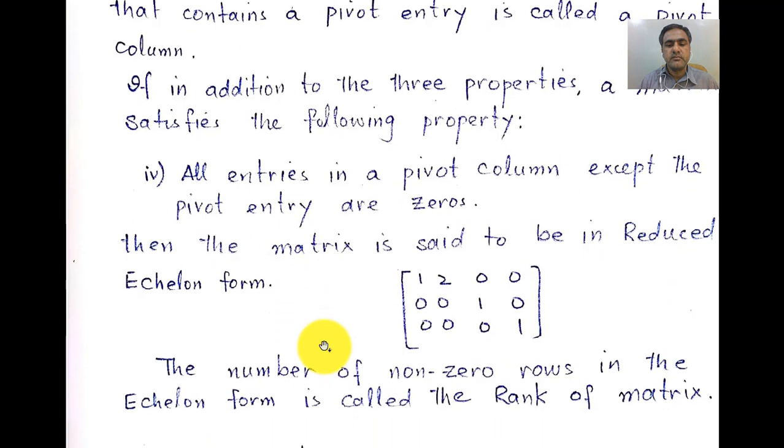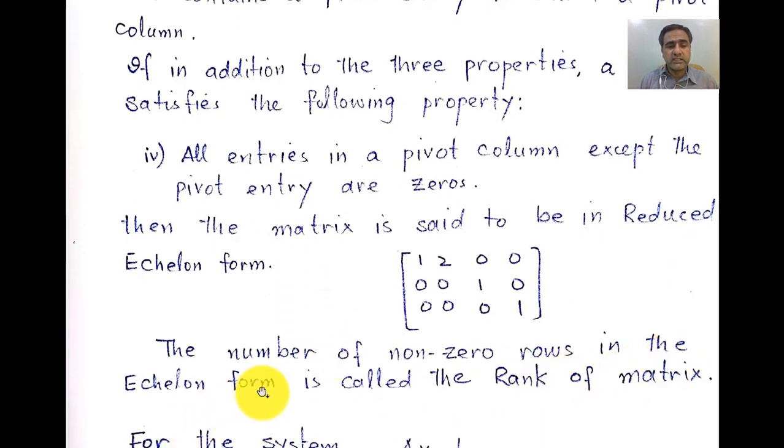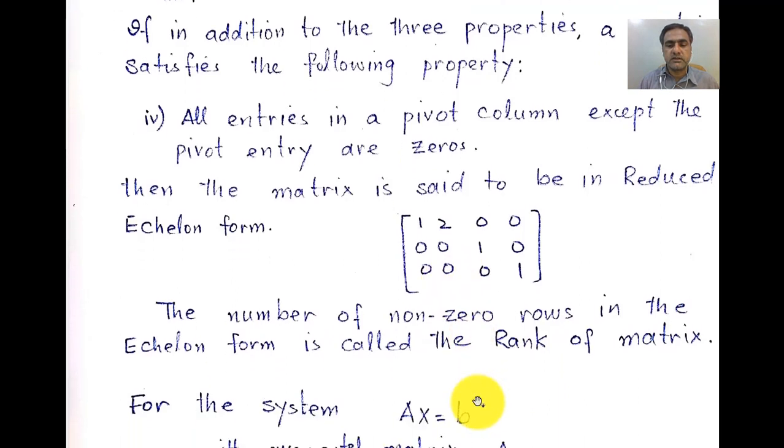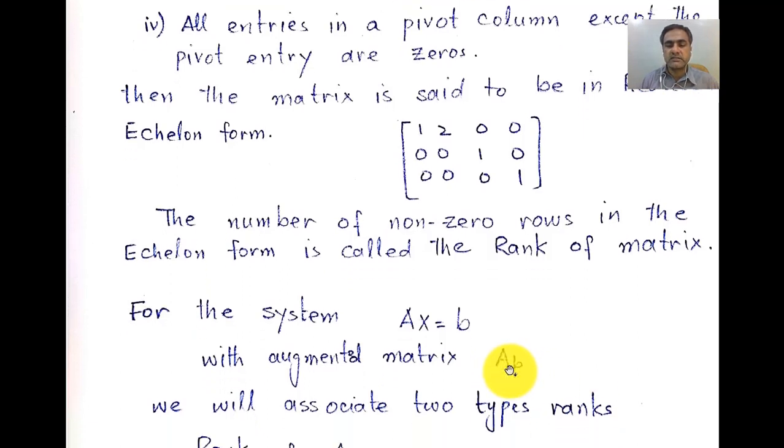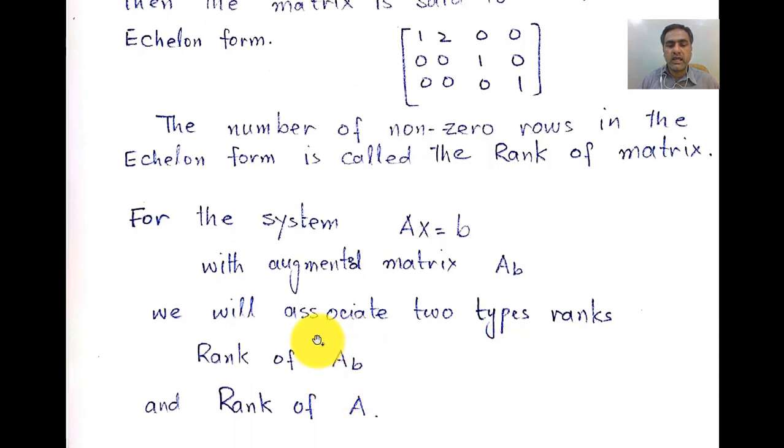The number of non-zero rows in the echelon form of a matrix is called the rank of the matrix. So we associate this parameter with the echelon form of a matrix, which will play a very key role in the solution of linear systems. And given a system Ax = b with augmented matrix [A|b], once we reduce this augmented matrix into an echelon form matrix, with this matrix we will associate two types of ranks. They are the rank of the overall augmented matrix [A|b] and the rank of matrix A only.